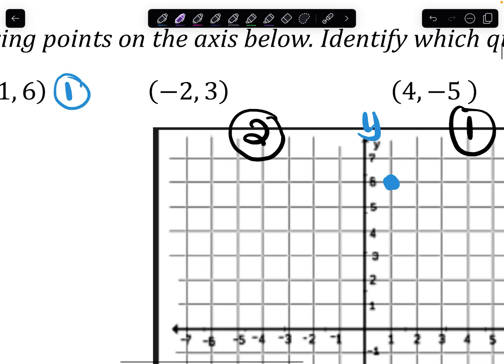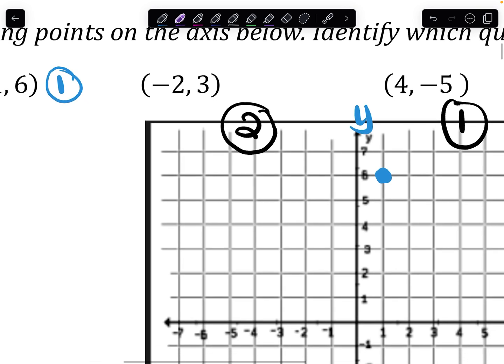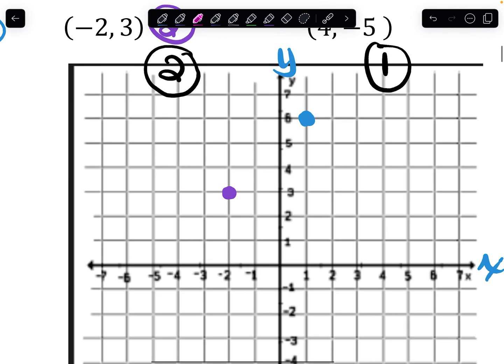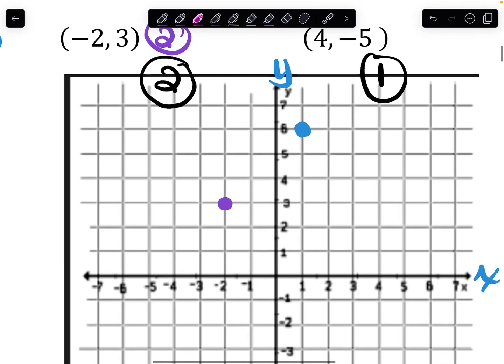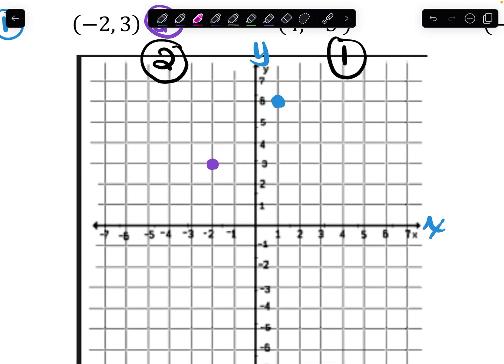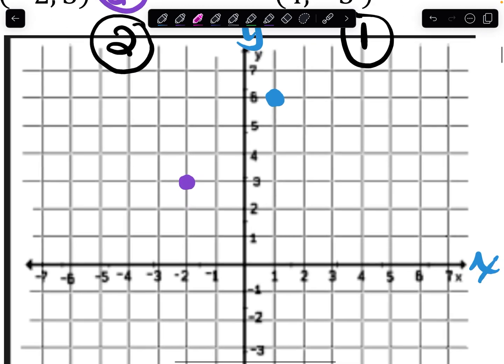Second point, negative 2 comma 3: left 2 and up 3. So we're going to be here. That one is in quadrant 2. Third point is 4, negative 5. So right 4 and then down 5. Right 4, down 5 puts us here in quadrant 4.